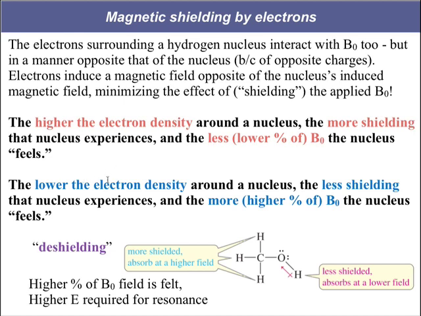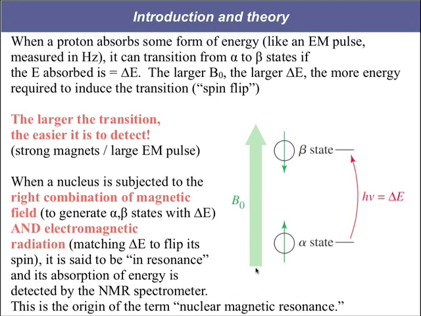Lower electron density around the nucleus will have less shielding, and so the nucleus itself will feel a higher percent of the external magnetic field that we apply. This is called shielding or deshielding. And remember that the amount of magnetic field that you apply determines the difference in energy between the 2 spin states. So if we apply some B0, the difference in energy between the 2 states will be determined by how much shielding is around the nucleus.